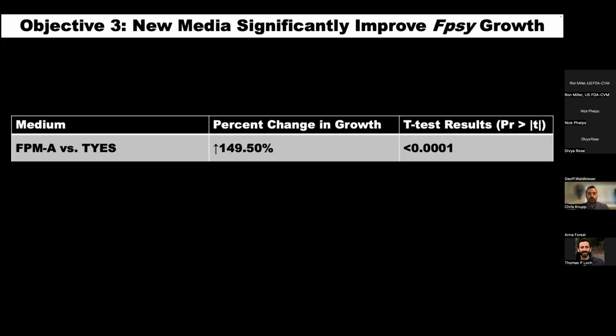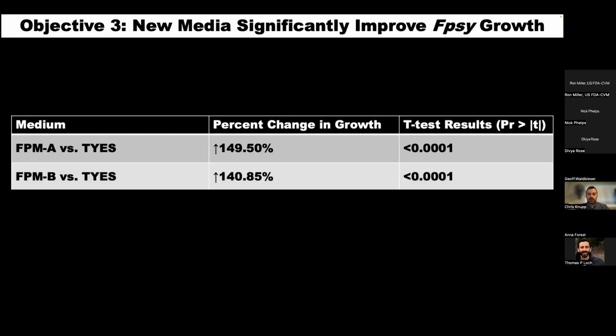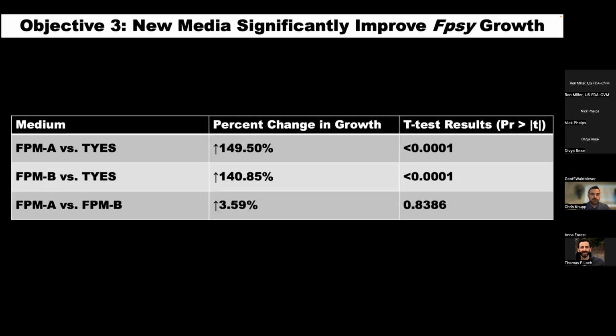So when we compile the information from the previous 2 figures together, we find that FPMA significantly improves Psychrophilum's growth over TYES by almost 150% on average. And likewise, FPMB also significantly improves Psychrophilum's growth over TYES. And lastly, FPMA achieved slightly better growth than FPMB, but it was not a significant increase.